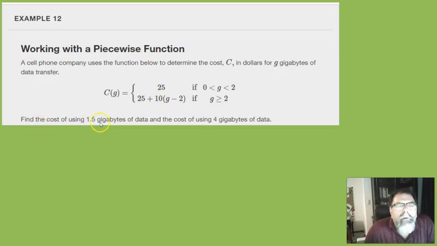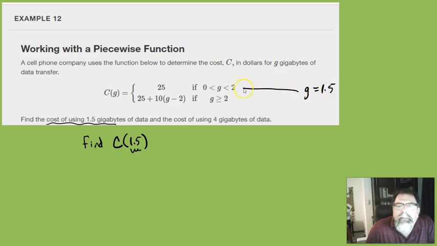Find the cost of using 1.5 gigabytes of data. So they're asking you to find C(1.5). First you've got to decide, okay, is G equal to 1.5 in this one, or is it in this one? Is 1.5 between 0 and 2, or is it bigger than 2? Well, obviously it's this one, so I'm going to use just 25. Okay? All right, let me erase that.